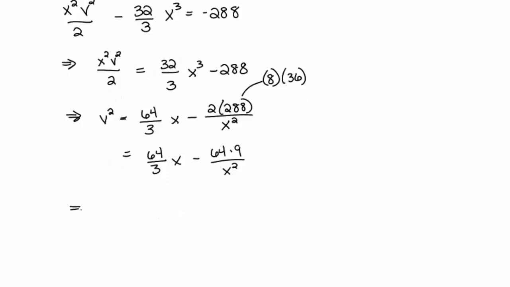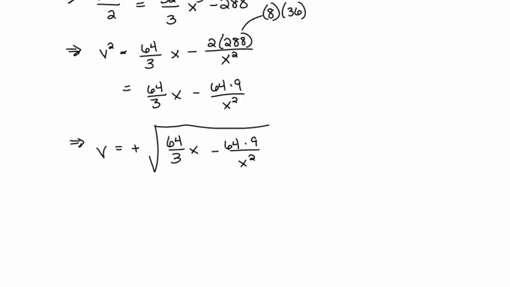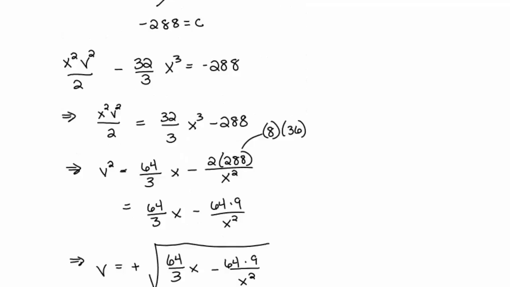And now I can go ahead and say that implies that v is equal to the positive square root of 64 thirds x minus 64 times 9 over x squared. And you can actually pull a 64 out of that. So this is equal to 8 root of x over 3 minus 9 over x squared. Okay, so that's our formula for part A.